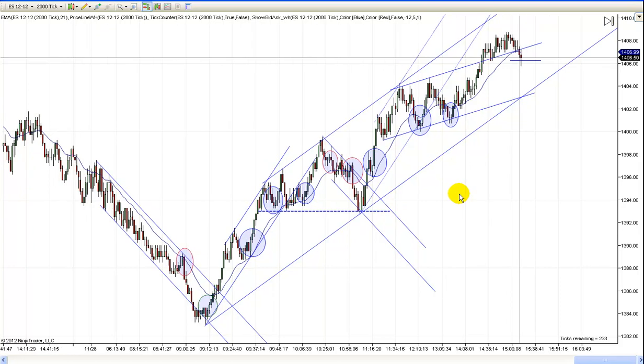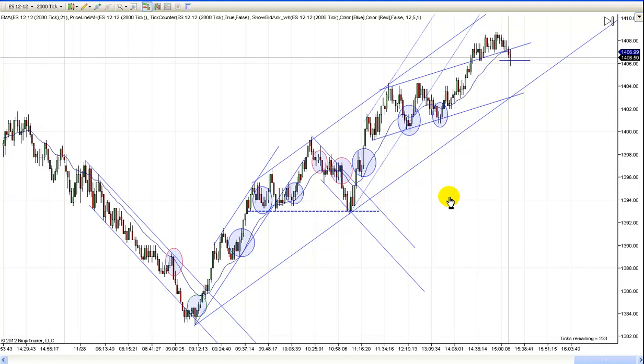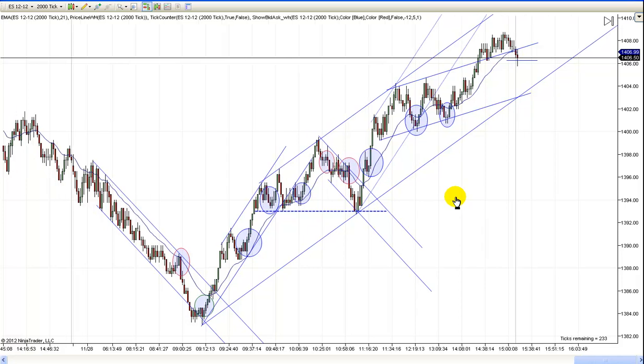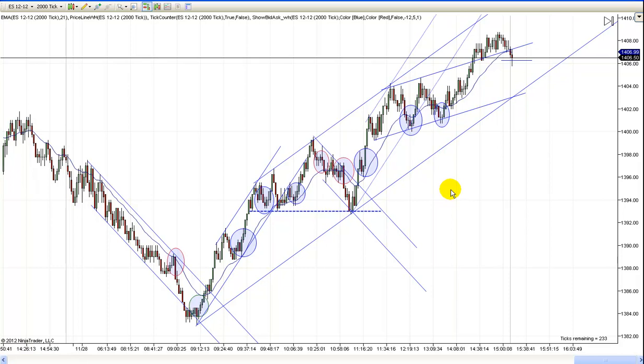The key is finding the lines. If you find the lines, and somebody made a comment, it was either yesterday or the day before, but somebody made the comment that, hey, Mac, you make it look so easy. Well, it's not really as easy as it looks after the fact. However, it is fairly easy. It's what's between our ears that makes trading so hard. It's the emotional aspects that make trading so hard.